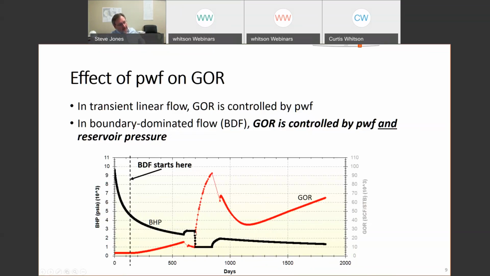But then if you make a perturbation in bottom hole pressure and you suddenly reduce bottom hole pressure, say in this case from 3,000 to 1,000 psi, you get a huge spike in gas oil ratio. And then if you bring your bottom hole pressure back to the trend that it was on, the GOR will gradually come down and return to the trend it was on. So even in boundary dominated flow, bottom hole flowing pressure has a big effect on your GOR. So I just wanted to make it clear that it's not one or the other, but it's actually both when you're in boundary dominated flow.